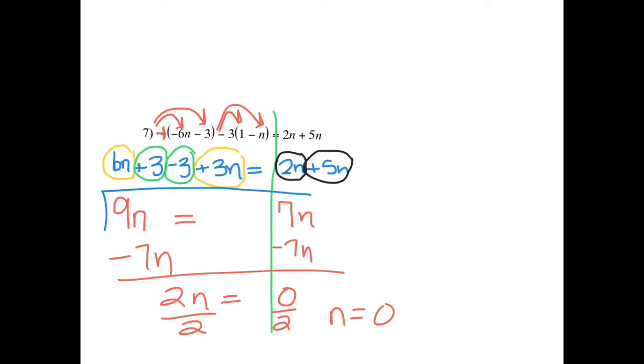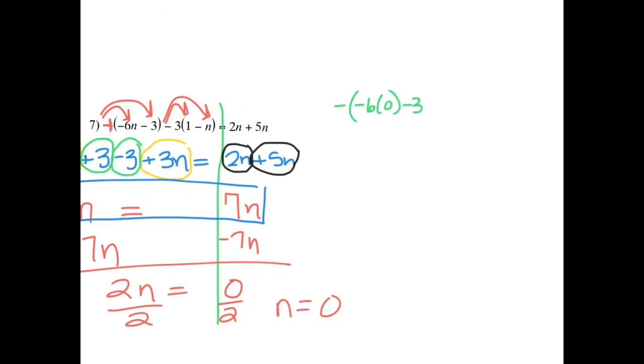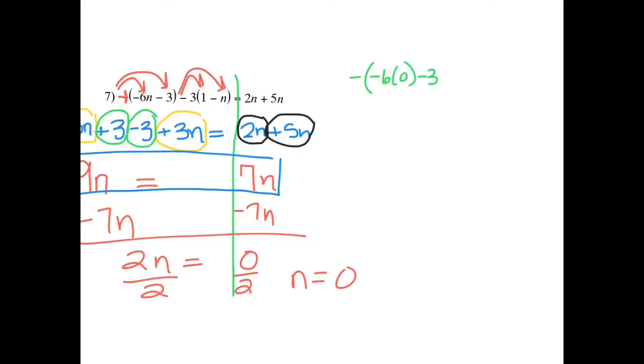Let's do the check on this one because it's an interesting one. I think a lot of you would have stopped right here and maybe thought it was no solution. So I want to do a check here because remember, 0 is a number. So if I plug 0 in for all of these, I have negative, and then negative 6 times 0 minus 3, close my parenthesis, minus 3 times 1 minus 0 equals, and 2 times 0 is 0, and 5 times 0 is 0.